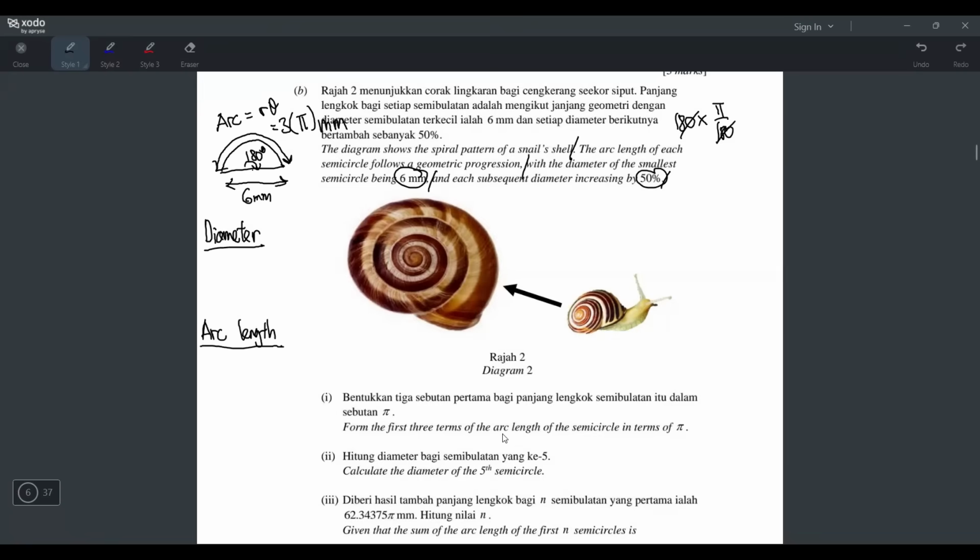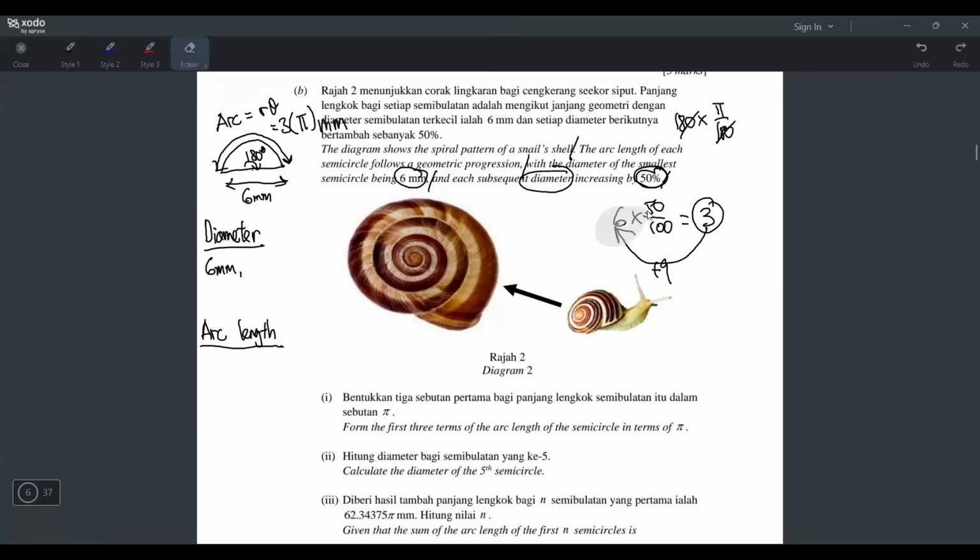Question one first. Form the first three terms of the arc length of the semicircle. But I will form one using the diameter first. So for the diameter, the first diameter is 6 mm, right? But then they say here, each subsequent diameter increased by 50%. That means you take 6 mm times 50%, and you get 3, and then you add the 3 to the 6, get 9, right?